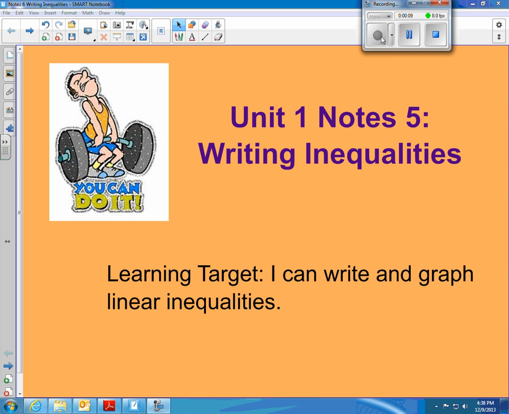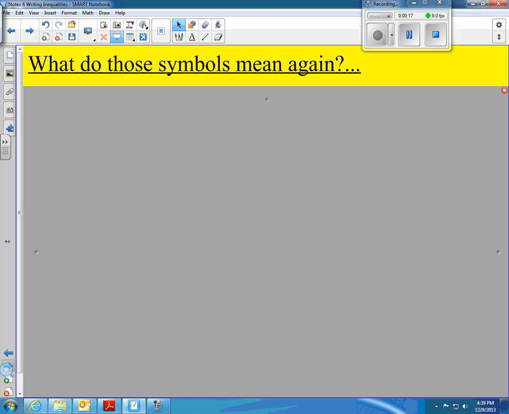We're going to be talking about Unit 1, Notes 5, and writing inequalities. Our learning target today is: I can write and graph linear inequalities. So once we can write it, we can graph it. Let's get right into it.